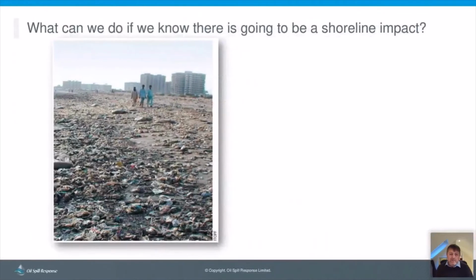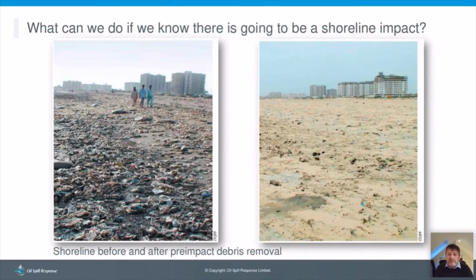So, shoreline treatment. We've had an oil spill at sea, and it's heading towards our shoreline. Before the oil gets to the shoreline, if we have the time and the resources, there are some basic things we can do to make life easier for ourselves and to minimise the environmental and shoreline impact. If our survey teams come across a shoreline like this, with lots of debris on it, or even just lots of seaweed, one of the things we can do is get there and do a pre-beach clean, a pre-shoreline clean. That removes all that debris, stops it getting oiled when the oil does arrive, and means we've got less waste to deal with.